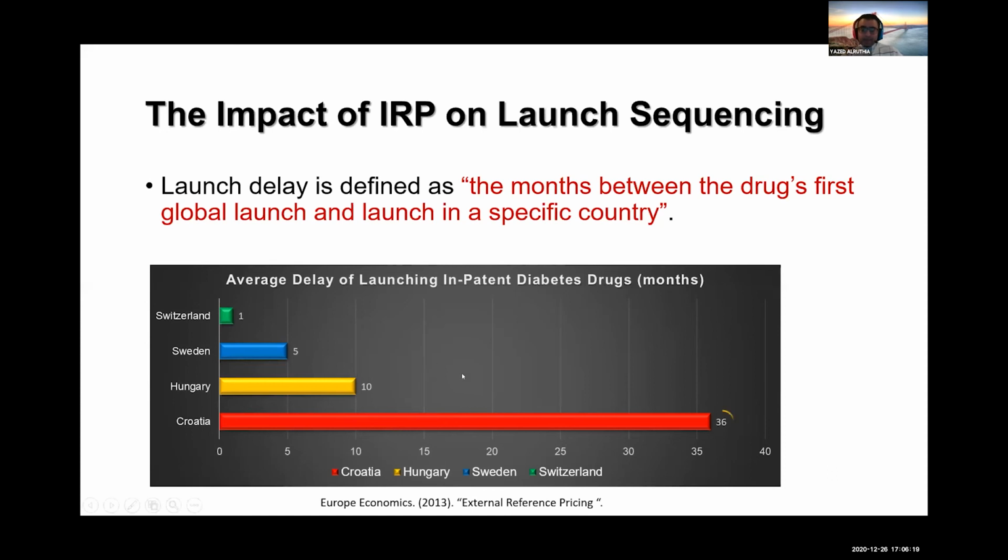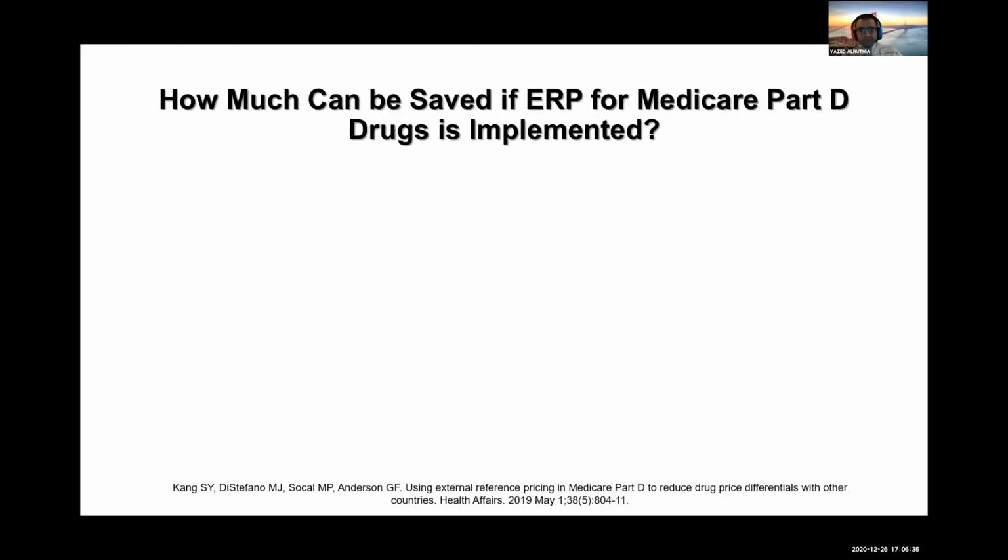Think about Croatia, that uses 5 countries with low actually ERB prices. It takes about 36 months, so almost 3 years to enter the market, which actually impacts the access to innovative treatment.